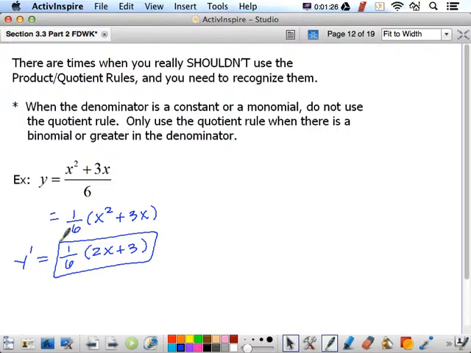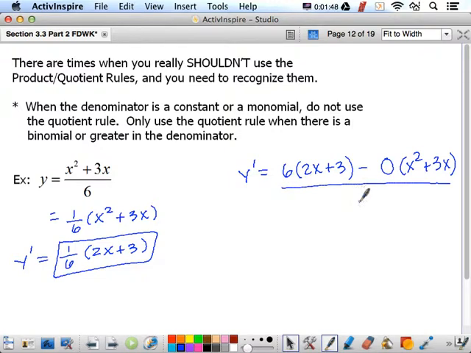Now if you tried to do the quotient rule on this, we would have y prime equals low d high minus high d low. What is the derivative of 6? 0. And a lot of people miss that, and so they forget that 0 there, and it messes the whole thing up. All over low, which would be 6 squared, or 36. So if we did the quotient rule, it kind of looks really ugly, and you can see already it's taking a lot more effort than this.